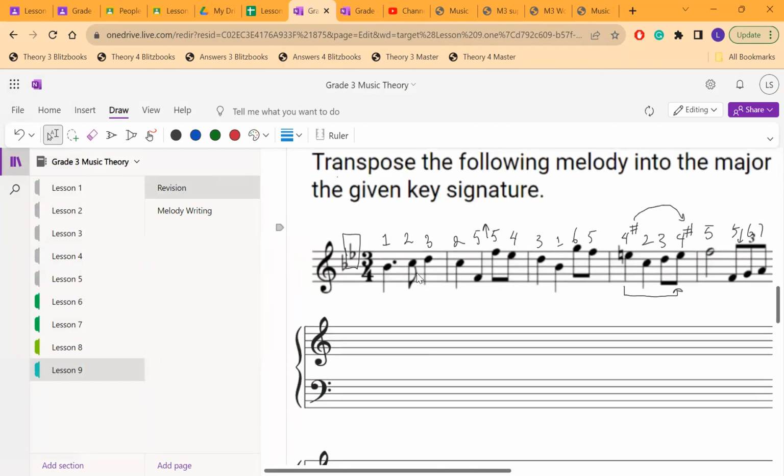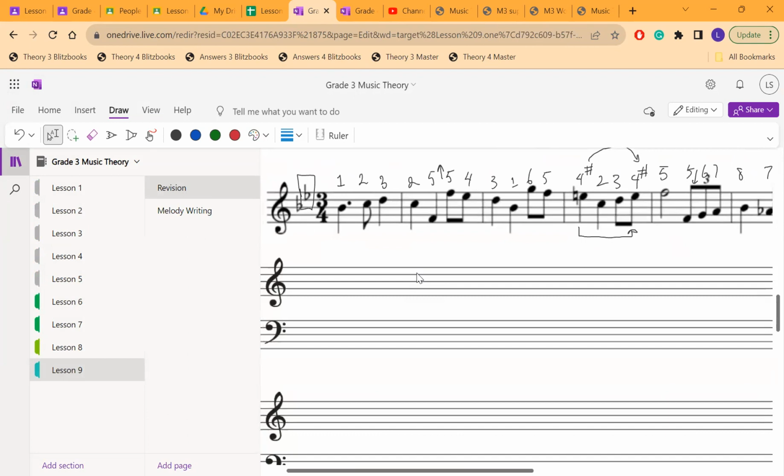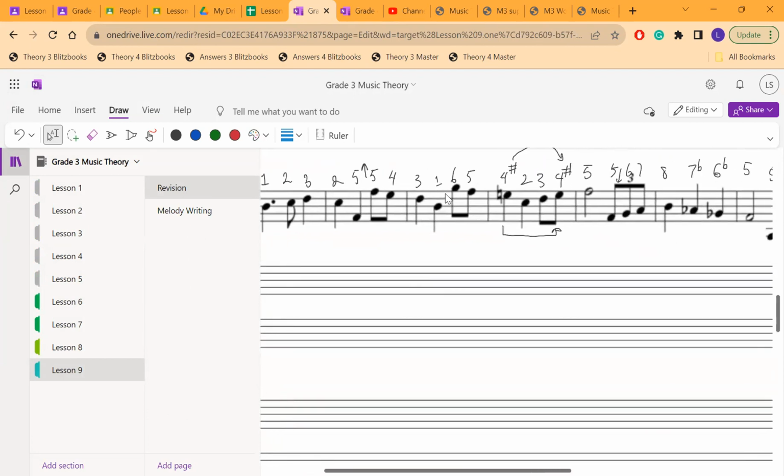So here we need 2, 1, 2, 3, 2, 5, 5 up the octave, 3, 1, 6, 5, 4 sharp, 2, 3, 4 sharp.